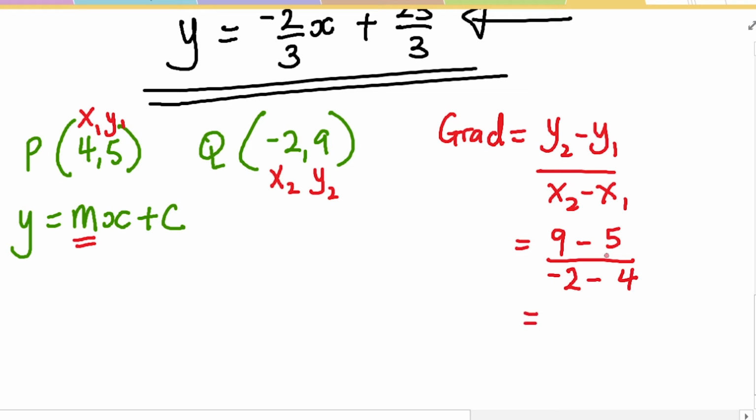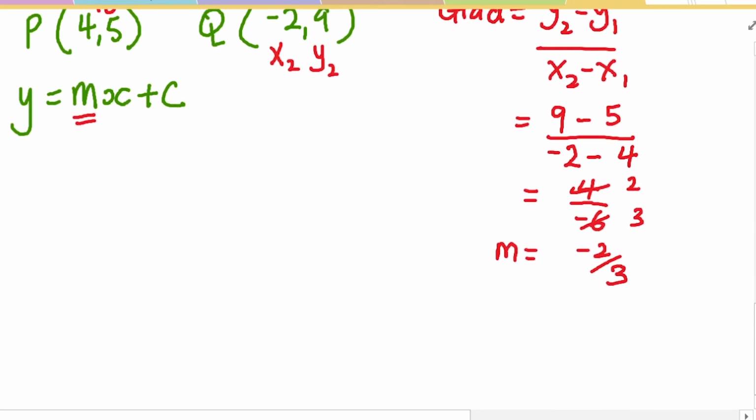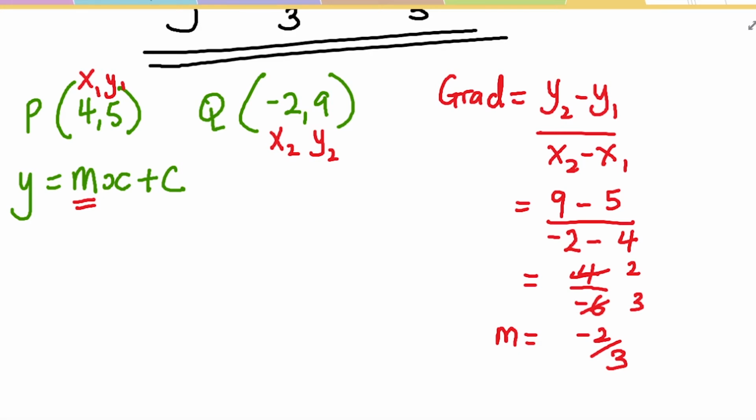So what we end up with here is 9 minus 5, which happens to be 4. Divide that by negative 2 minus 4, which is negative 6. Dividing by 2 twice, we shall end up with negative 2 over 3. So this is our gradient, which happens to be our value of m. Now that we've gotten the value of m, we can just pick any of these points to substitute for y and x, and afterwards we shall get our value of c.